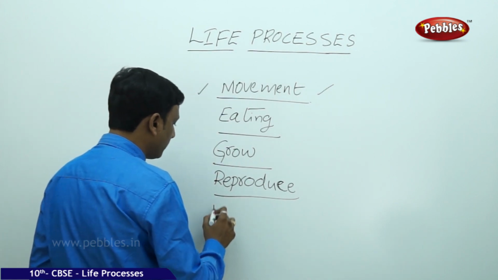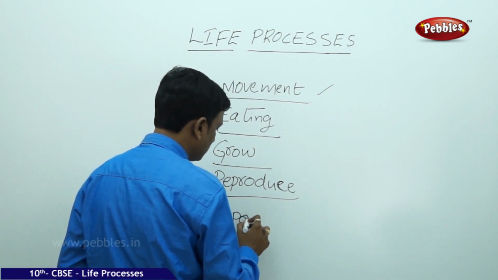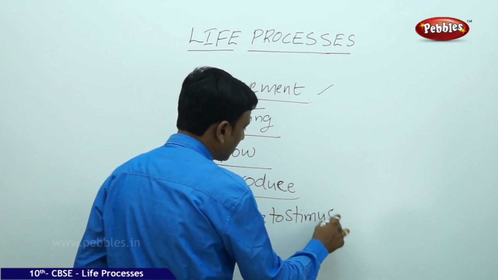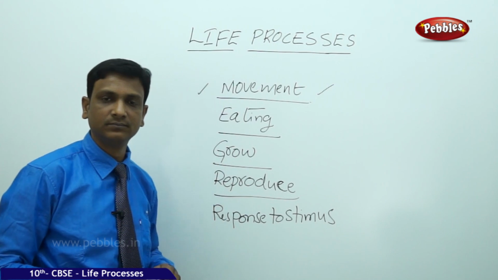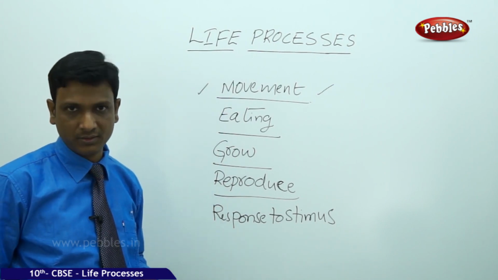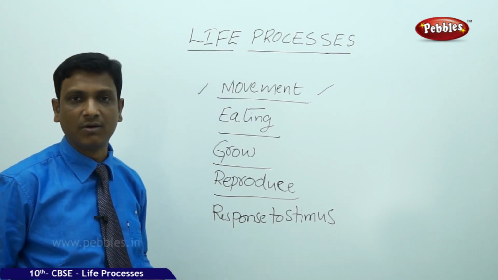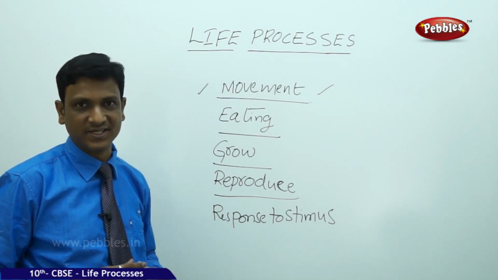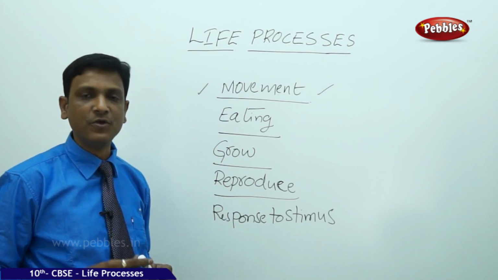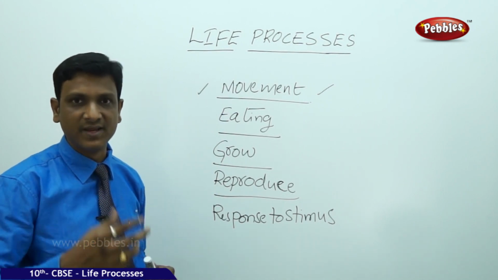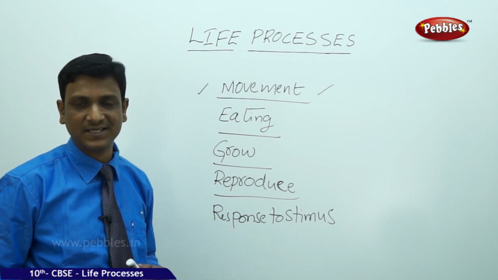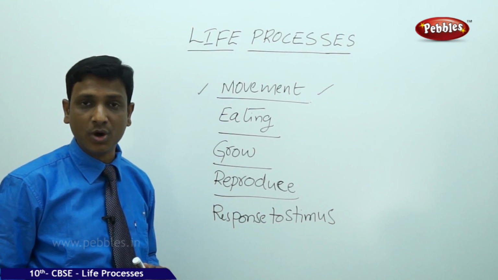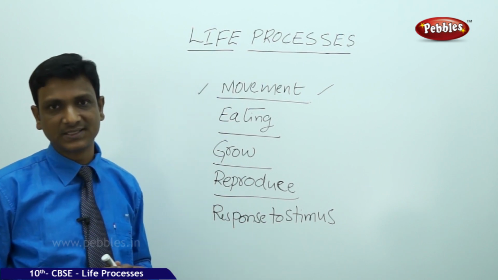And one more, response to stimulus. You go near a small cat or any other small animal, by seeing you, it will be frightened and run away. If you go near a chicken, it runs away by making some sound. It is frightened. It responds to the stimulus. It finds it is the danger. You are the danger coming to catch it. So it runs.